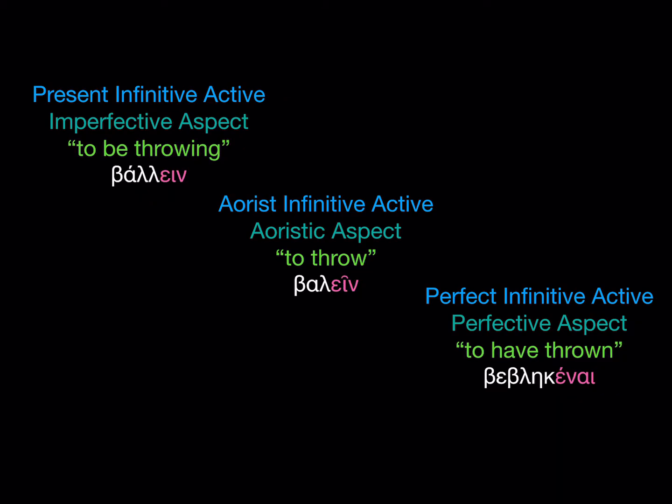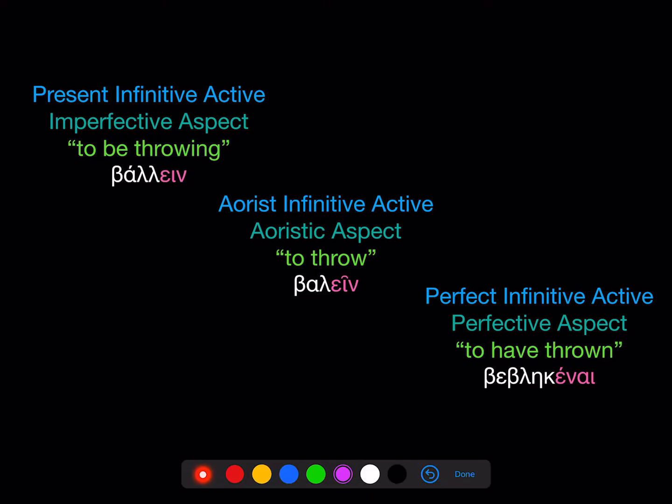Just as a review, let's also take a look at ballo, to throw. So the present infinitive active is ballein, to be throwing. It has imperfective aspect. The second aorist infinitive active is balein, to throw, that has aoristic aspect. And the perfect infinitive active is beblekenai, to have thrown, with perfective aspect.